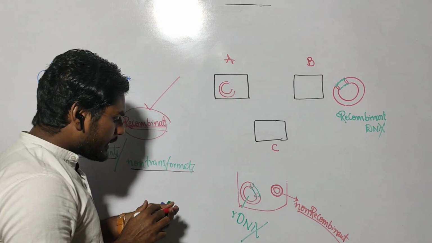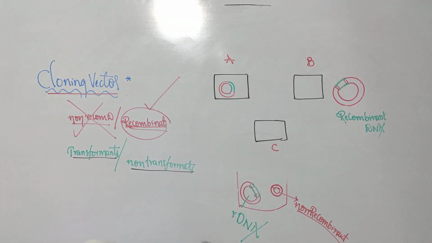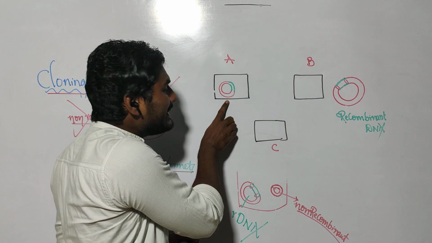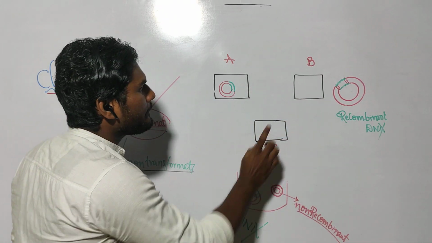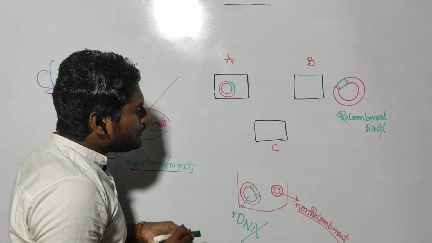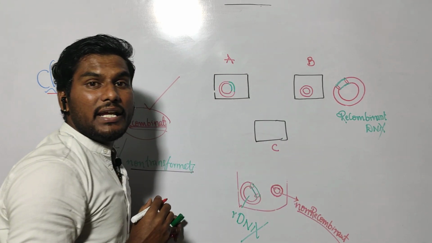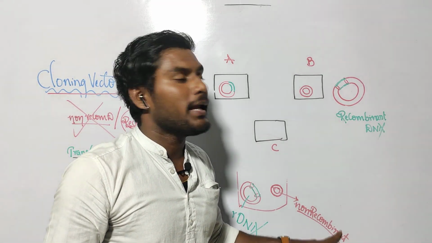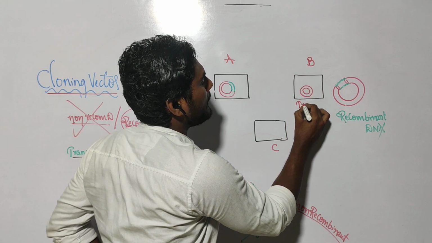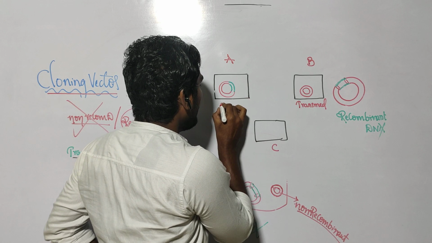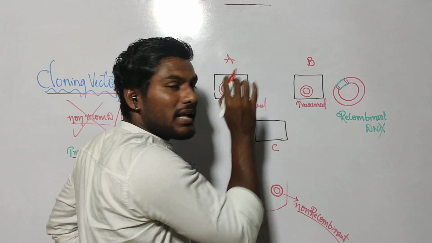Which DNA is entering here? Recombinant DNA. If a cell takes up this recombinant DNA, it is transformed. It has taken something, right? So this is transformed. Next, bacterial cell B also took a circular DNA, but which DNA did it take? Non-recombinant DNA. Here the gene of interest is absent, but it has taken the DNA, so it is also a transformant. It is also transformed. Both are transformed.